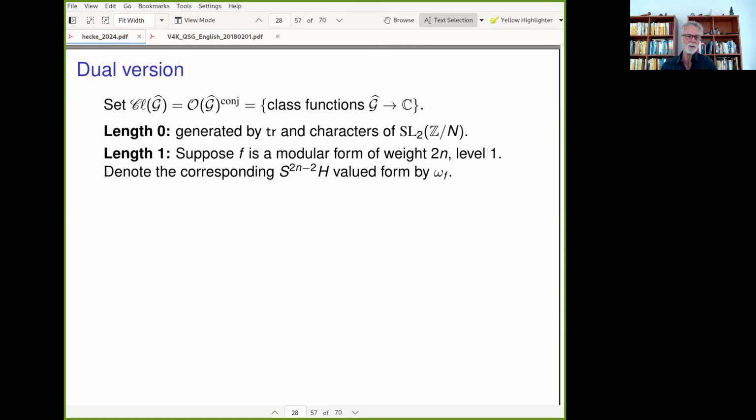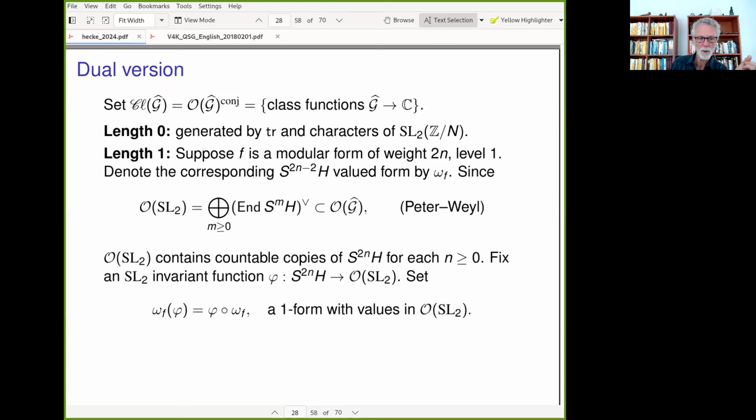Length 1 is very interesting. So if you take a modular form of weight 2n in level 1, you can do this for higher level, it's just more complicated. And so there's a corresponding 1-form on the upper half plane that has values in the S^(2n-2) power of the standard representation of SL2, and I'll denote it by omega f.